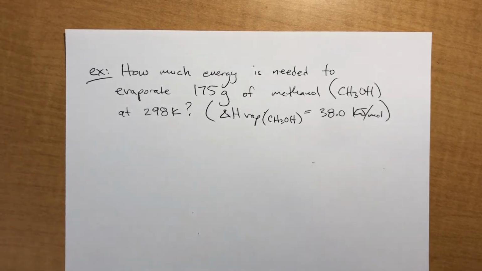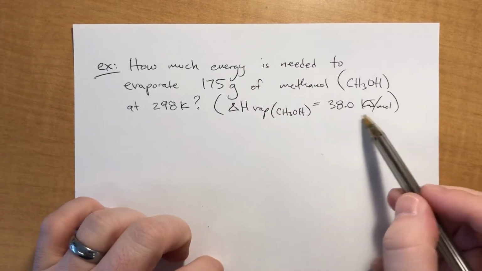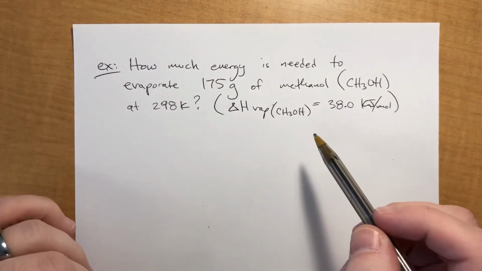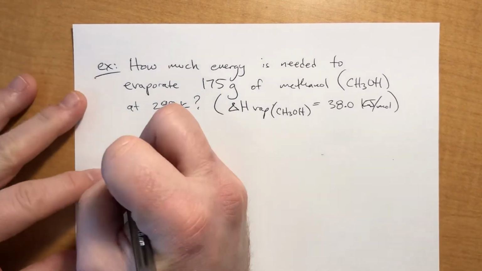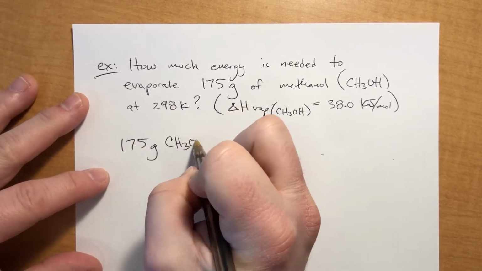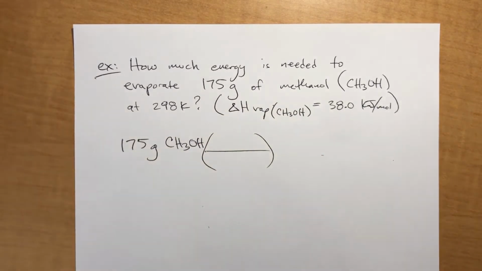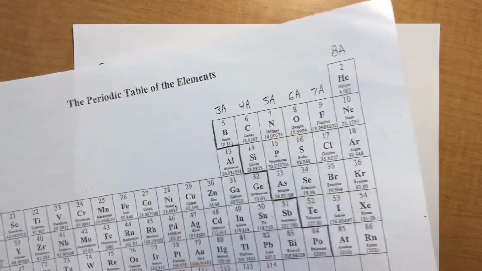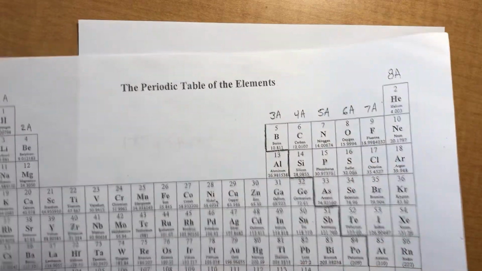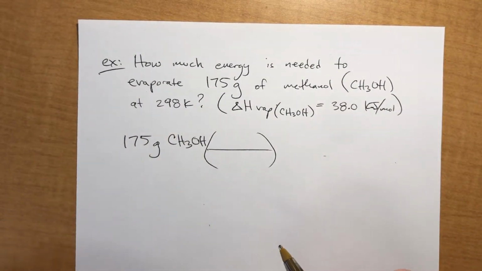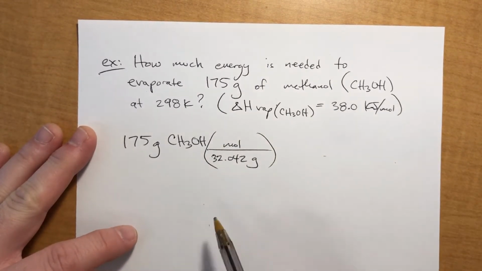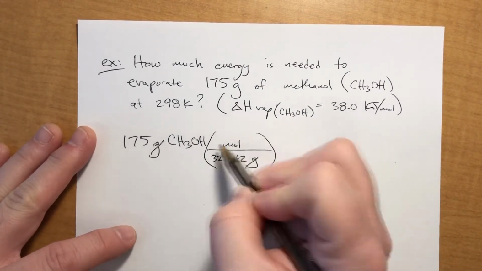All right, let's try the actual example. What we know is that it takes 38 kilojoules to convert 1 mole from liquid to gas. That's what vaporization means. We don't know if we have 1 mole, so let's find out how many moles we've got. 175 grams of methanol. You add up on the periodic table a carbon, a total of 4 hydrogens, and an oxygen. When you add that all together, you get 32.042 grams per mole. Your grams are going to cancel out, and you'll end up converting it to moles.